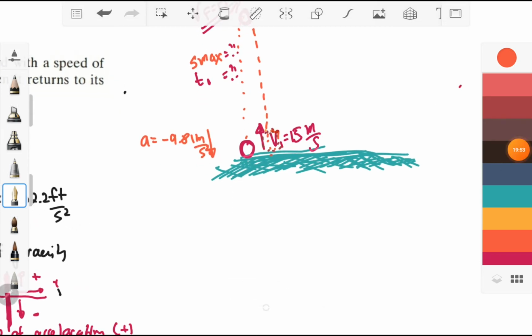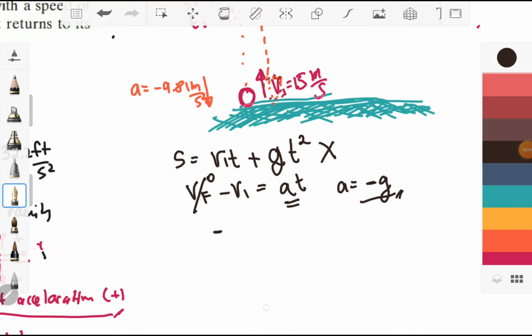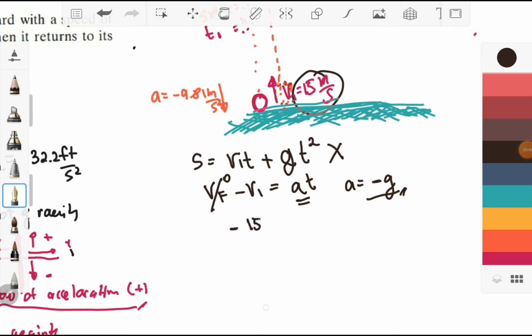So, therefore, let's have our equation, which is basically S is equal to V_i t plus one half g t squared. Can we use this equation? Definitely. But if you look, we have no S and we have no t. So this equation will give us a harder time in solving the problem. The best thing to do is V_f less V_i is equal to a t. Take note that our V_f is 0 and our a is equal to negative g, because it is again against the velocity of the motion. So it becomes a deceleration. So we have negative V_i, which is equal to negative 15 meters per second, and our acceleration due to gravity equal to negative 9.81 meters per second squared multiplied by t.